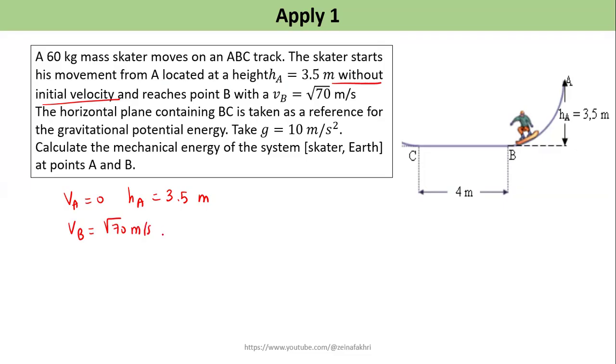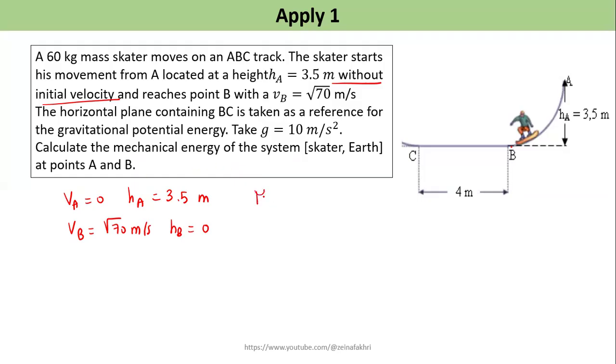And if we notice here, B is on the reference, which means that we can write that the height of B is equal to 0. This plane BC is taken as reference for the gravitational potential energy, and we have g equal to 10 meters per second square. So we have to calculate the mechanical energy of the system skater-Earth at the points A and B.